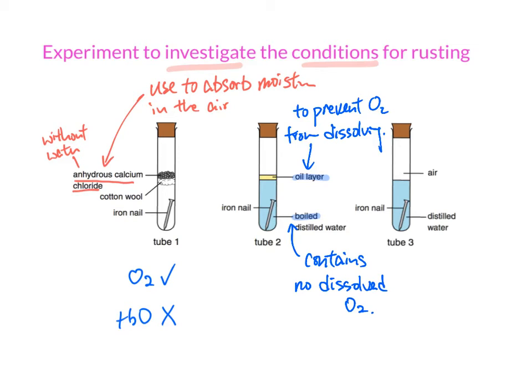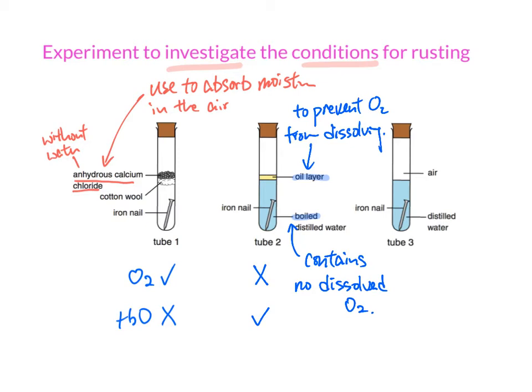So you can find that in test tube 2, the iron nail will be present in the water. However, all the oxygen has been forced out from the distilled water. So therefore, test tube 2 will be in a condition of only having water but no oxygen.